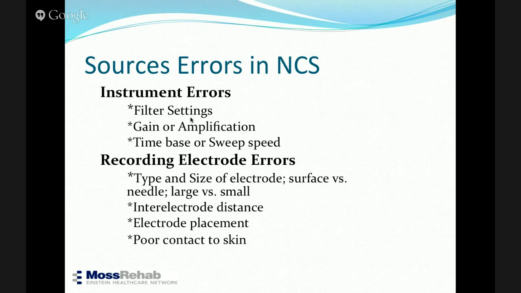Recording electrode errors, type and size of the electrode, surface versus needle. So a needle electrode, well, would the amplitude be larger or smaller with the needle electrode? How would it be the same?